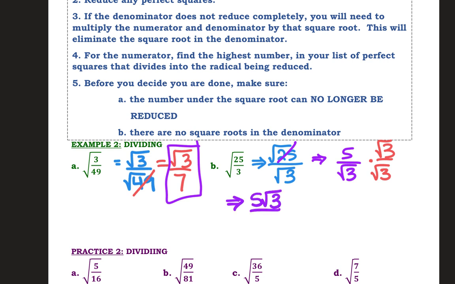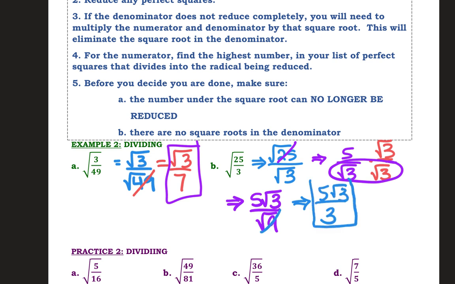Now, this next step I'm going to show you, but I guess you can consider it a shortcut. All right, what's 3 times 3? 9. And then what's the square root of 9? 3. So this just becomes 5 square root of 3 over 3. A lot of your answers will look like this when it comes to dividing. Not all of them, but a lot.